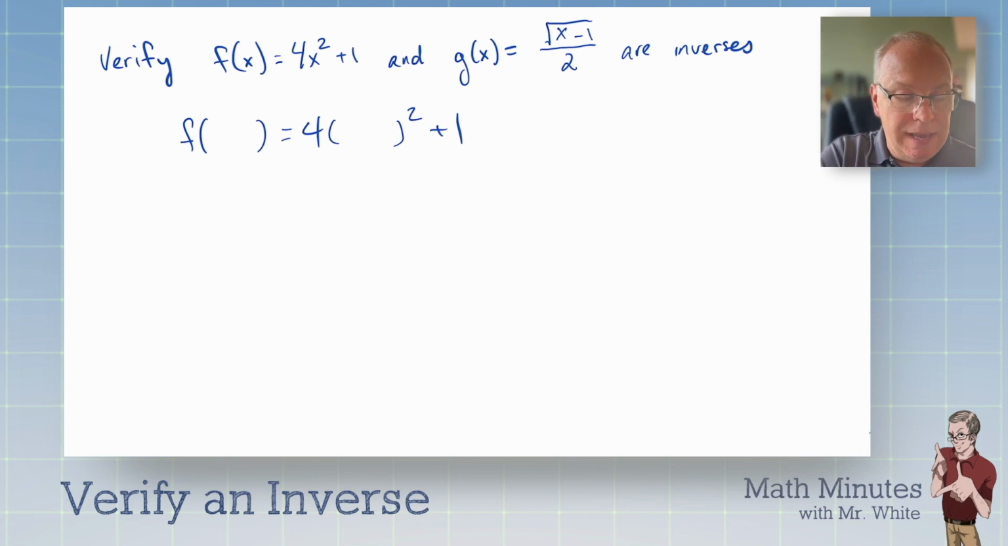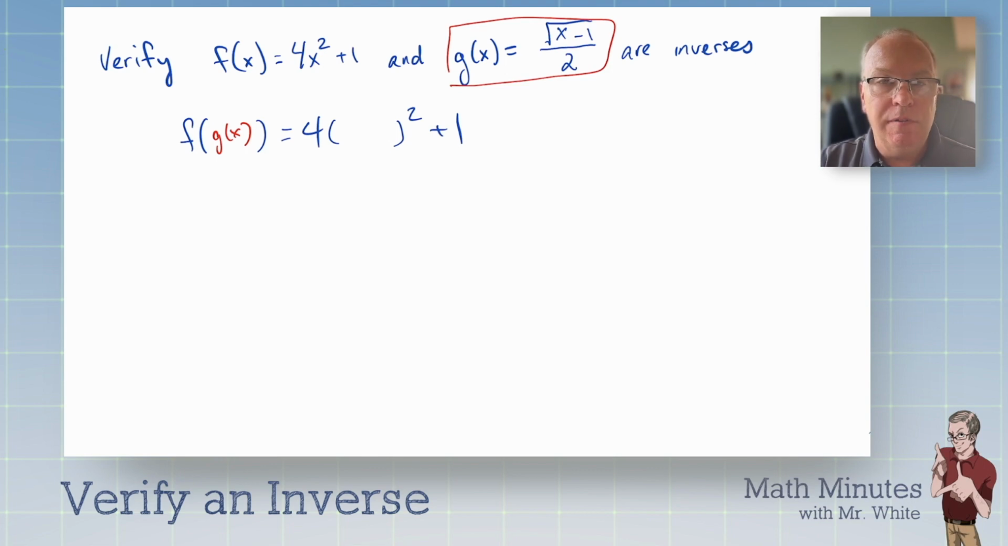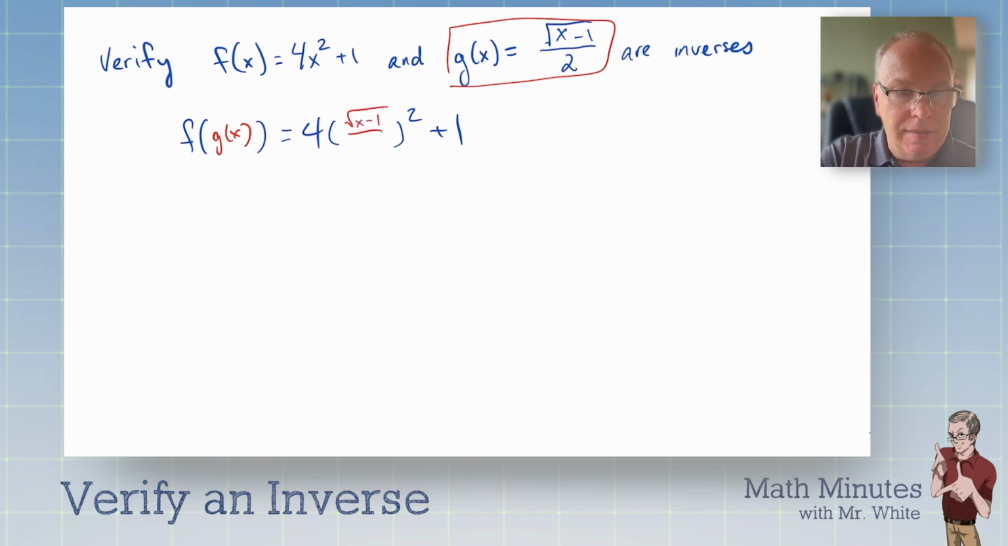And what are we putting in there? We're going to put our red function. I like to use lots of colors here, so we're going to call that g function our red function. We're going to put g inside f, so that means the square root function goes in here like this. And now what do we do?